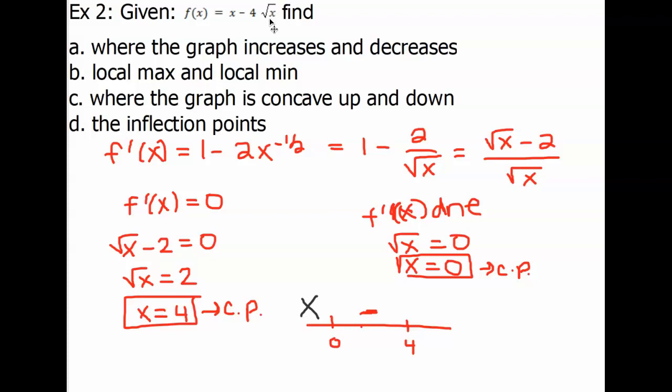Plug in something bigger than 4, like 8 or 9. Let's plug in 9 because square root of 9 is easy. Square root of 9 is 3. 3 minus 2 is 1 over square root of 9, which is 3. So 1 over 3 is positive. So what that means is the original function is decreasing from 0 to 4 and increasing from 4 to infinity.